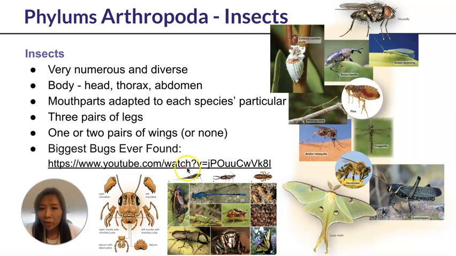And here's an interesting video if you're interested in watching it. If you're a bug lover, you can take a look at the biggest bug that was ever found. If you are really into insects, UC Berkeley has a really big collection of many different insects because they do a lot of study in entomology, which is the study of insects. So if you're ever in Berkeley and you're curious, you can go and look at the insect collection over there.